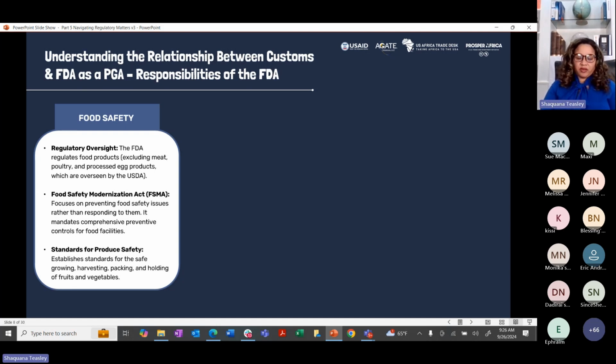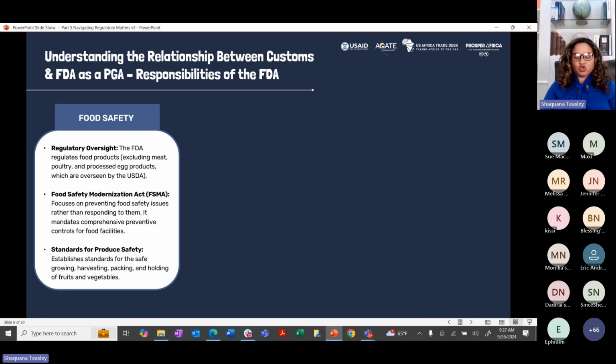It mandates comprehensive preventive controls for food facilities. Standards for produce safety. It establishes standards for the safe growing, harvesting, packing, and holding of fruits and vegetables. I want to strongly emphasize safety.